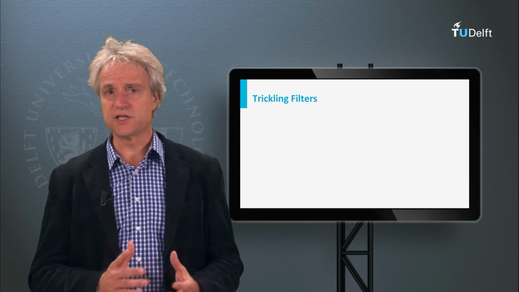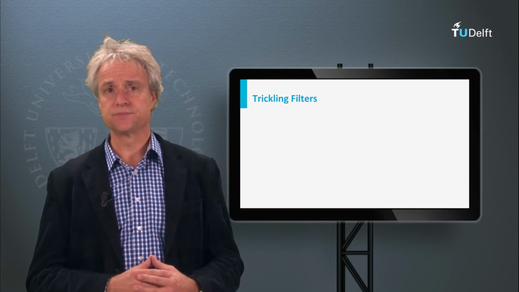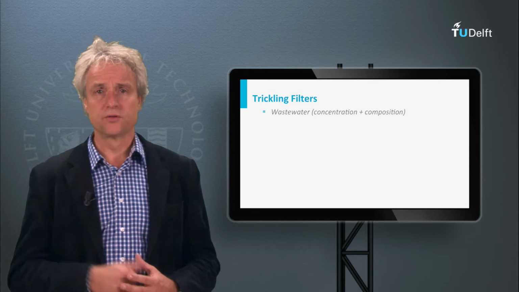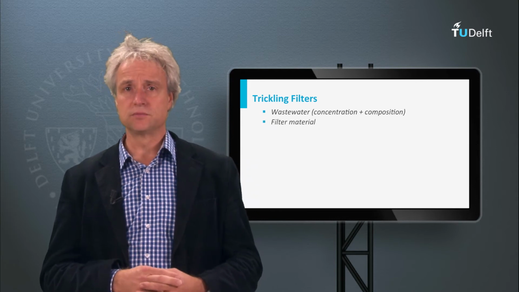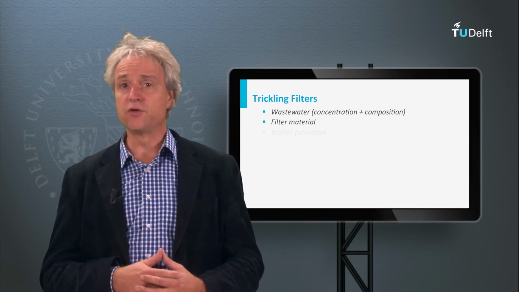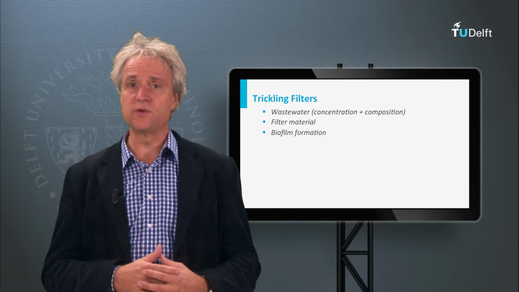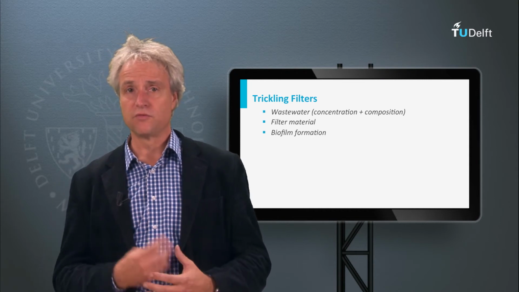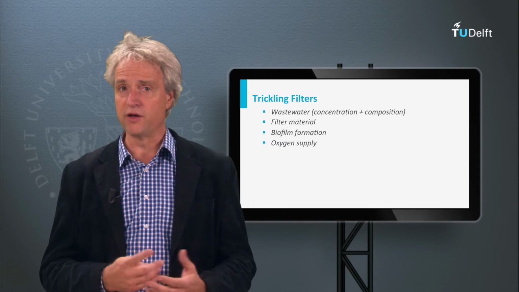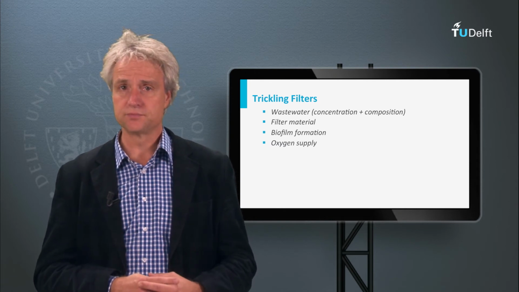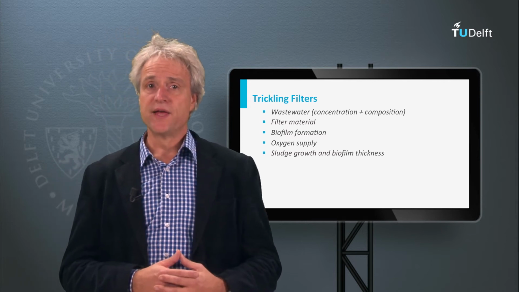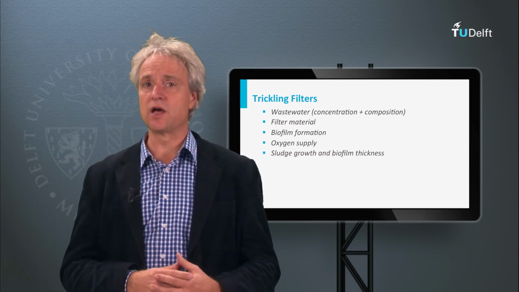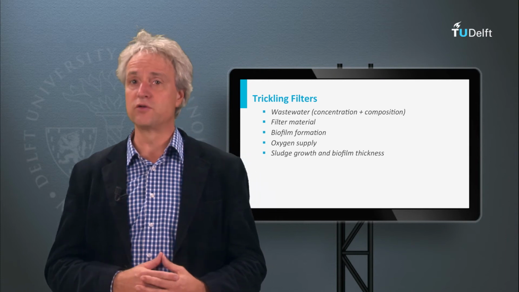What are now the most important aspects for operating a trickling filter? First, the wastewater concentration and composition. Second, type of filter material. Third, the formation of biofilms to effectively retain the biomass. Fourth, oxygen supply to the biofilm and through the filter bed. Fifth, sludge growth and biofilm thickness. Excessive sludge growth may lead to partial clogging of the filter bed and a loss of bioconversion capacity.